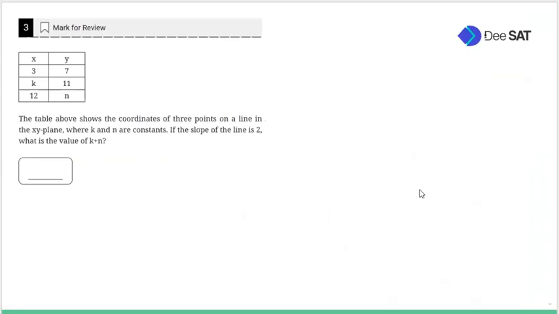Again, a very interesting question. It says the table above shows the coordinates of 3 points on a line in the xy plane. Again, we need only 2 points for Desmos, but please remember that the 2 points should be complete. In this case, 1 point is complete, 3 comma 7, but the other 2 points have variables k and n. So we need to work this particular question manually. The table above shows the coordinates of 3 points on a line in the xy plane where k and n are constants. If the slope of the line is 2, what is the value of k plus n? Right. So we need to find the value of k plus n.